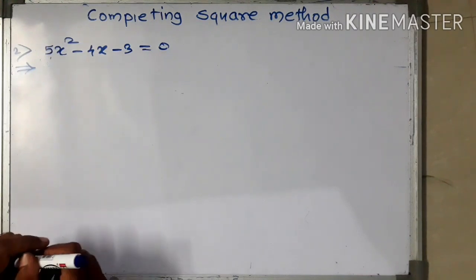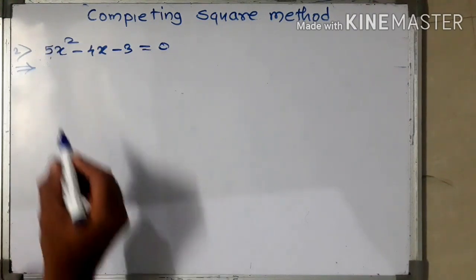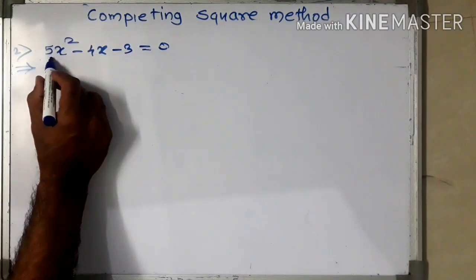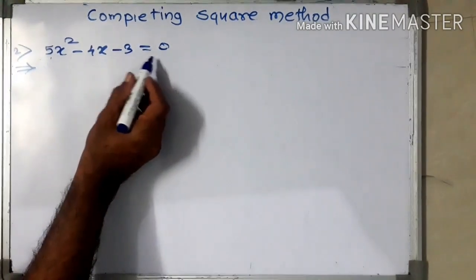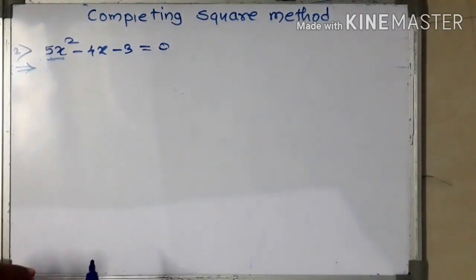Let us solve another equation by the completing square method. This is a quadratic equation, 5x square minus 4x minus 3 equals 0. Look at the quadratic term, it is not a perfect square.